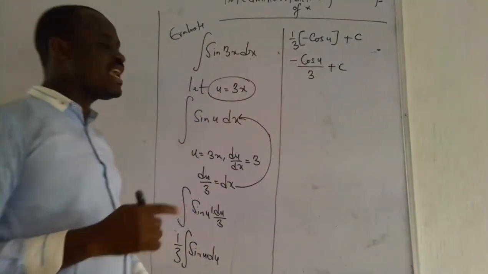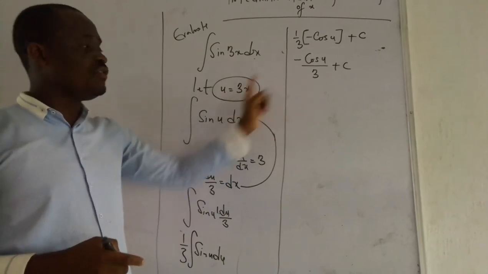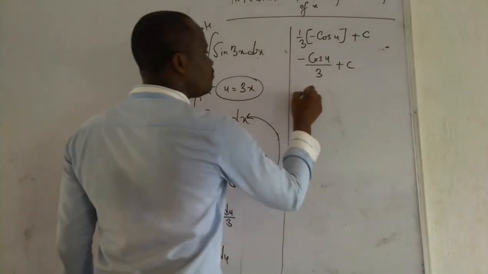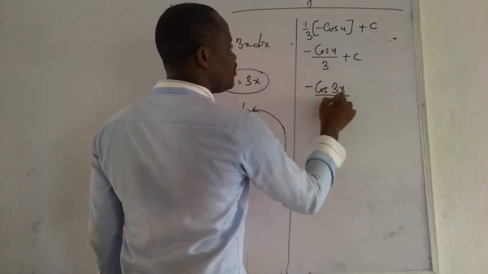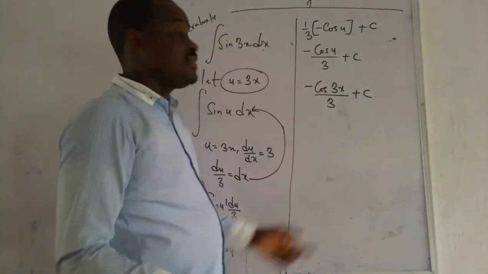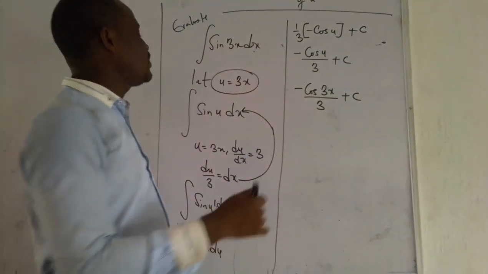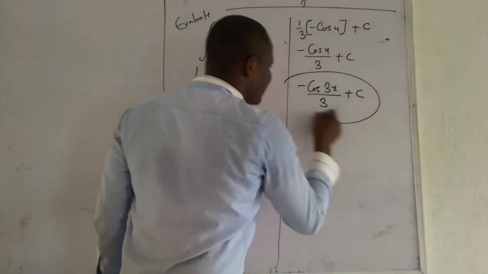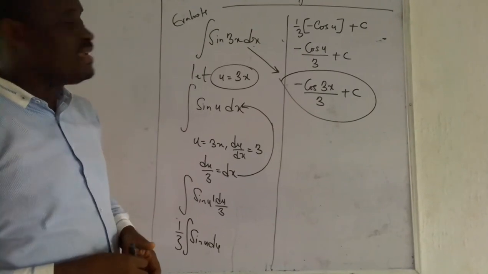Don't ever forget to replace your u back. Your u was 3x previously. If you replace back, that will be minus cos 3x over 3 plus c. Like I said, in JAM, they use k. But with what I've studied with, I usually like to use c. So this is my final answer. So that is how this produces this particular answer.